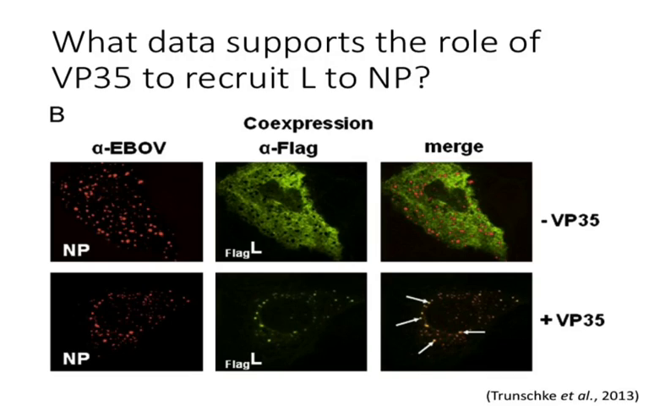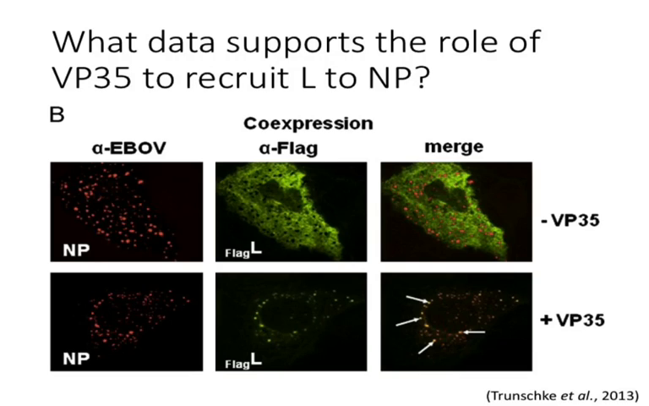Alright, so top one here, without VP35, do they localize together? Not really. It seems like L is kind of all over the cytoplasm. Here's the nucleus. Whereas NP is still able to form these inclusion bodies. With VP35 present, what happens to L? It co-localizes. Localizes to exactly where NP is located.